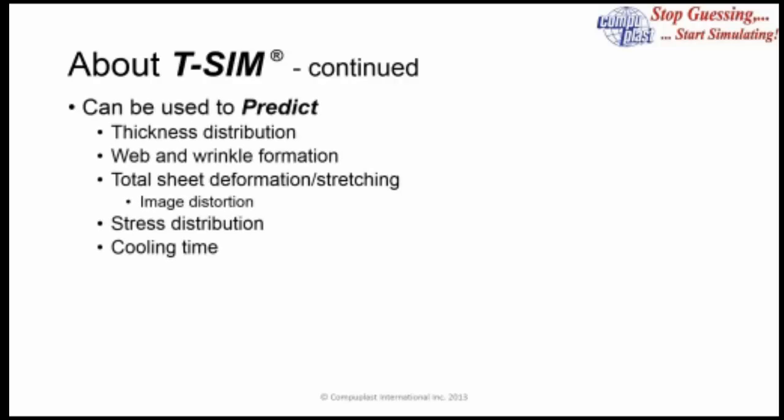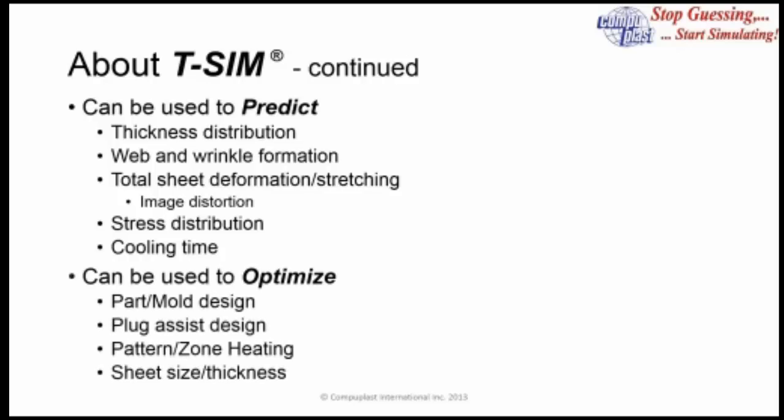Now it can be used to predict thickness distribution, webs and wrinkle formation in your forming, of course total sheet deformation or stretching, and this has implications in being able to predict image distortion, which is one of the features of the software. Of course, we can get the stress distribution in the sheet and the final stress, which can give us an indication of how stable our part's going to be. And it also has a cooling analysis, so we can predict the cooling time required for our part and get an idea of the cycle time we will need when we're making that part.